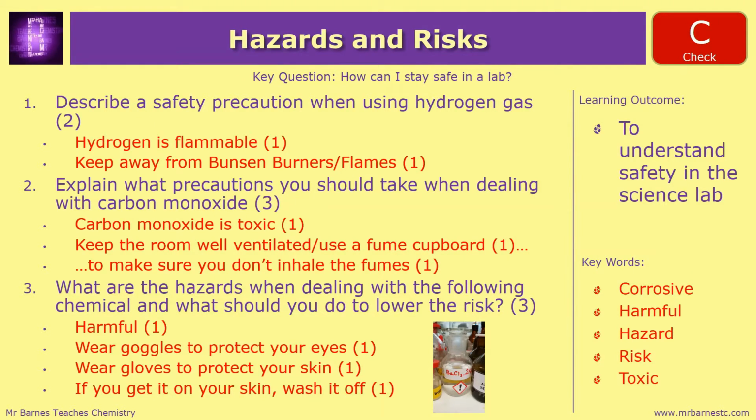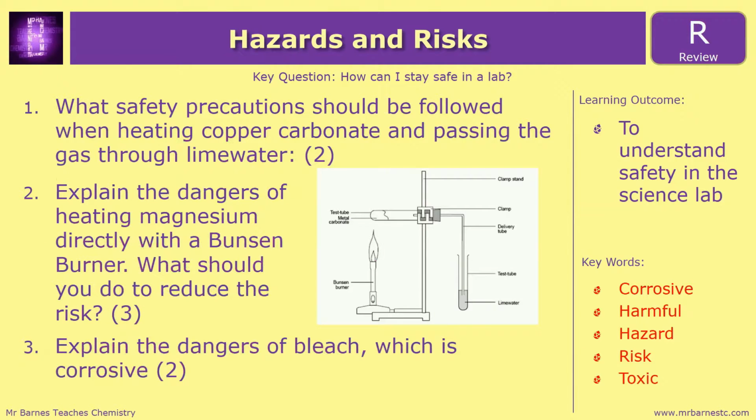That's about it for this video. I have 3 review questions for you as well though. Number 1 being, what safety precautions would you follow when heating copper carbonate and passing the gas through lime water, as you can see in this diagram here? Explain the dangers of heating magnesium directly with a Bunsen burner and what should you do to lower the risk. And then number 3, explain the dangers of bleach, which is corrosive. And that is the end of this video.